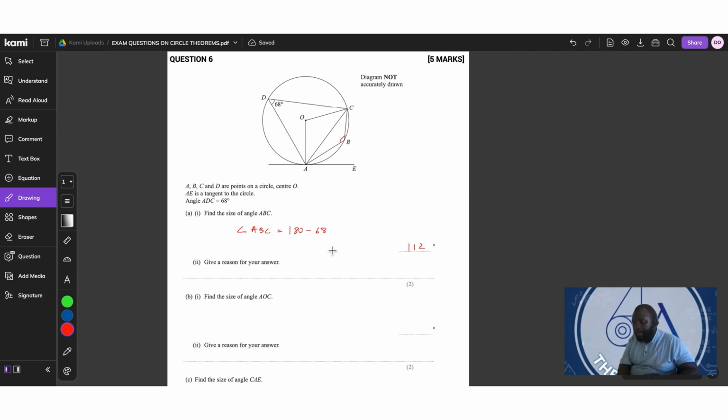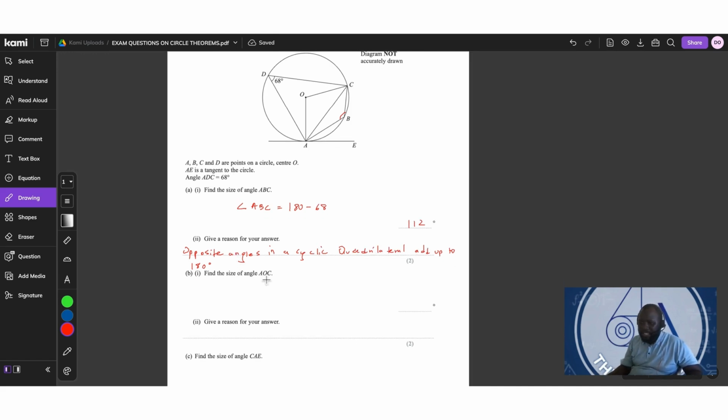112. And a reason for your answer is opposite angles in a cyclic quadrilateral add up to 180 degrees. So that is done. So opposite angles in a cyclic quadrilateral add up to 180 degrees.